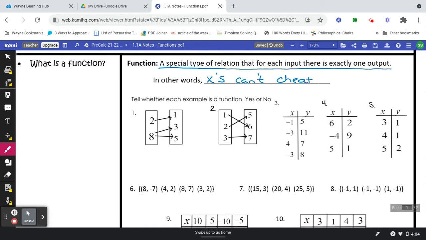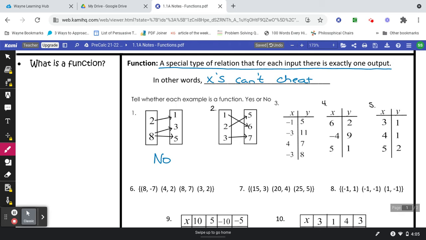Let's look at the first one. 2 is paired up with 1. And then you can see 8 is paired up with 3. And then 8 is paired up with a different number, 5. That is not a function. Once 8 is paired with 3, it has to remain paired with 3. And as soon as it pairs with a different number, it's not a function.